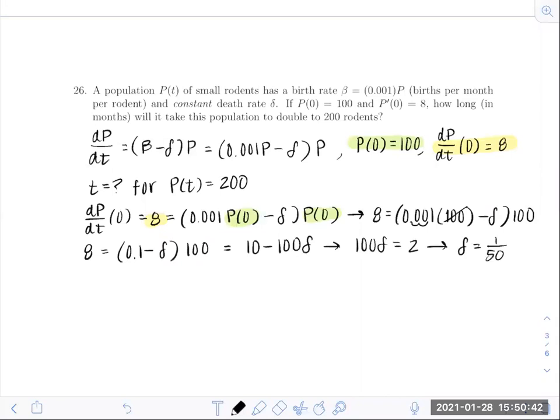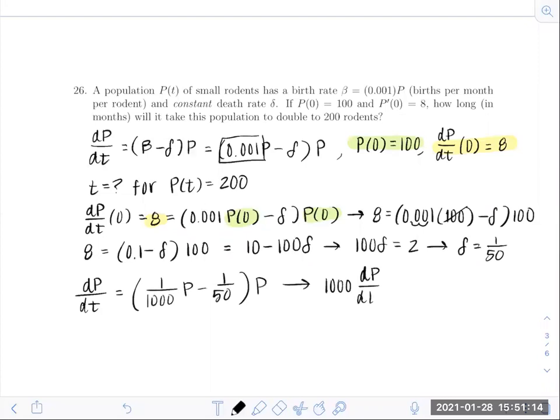So I'd like to plug that back up into my original DE, and I'm going to rewrite 0.001 as a fraction. So instead of 0.001, I'll write that as 1/1000th. So I have 1/1000th p minus 1/50th times p. And then just to simplify things a bit, let's multiply both sides by 1000. So we have 1000 dp dt equals p minus 20 times p. So this looks a little bit nicer without all the fractions.